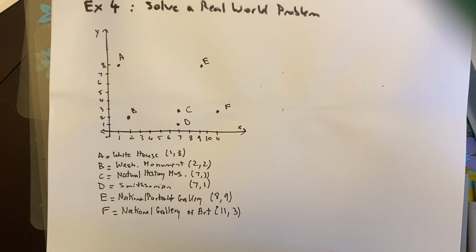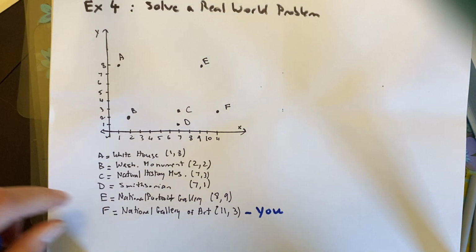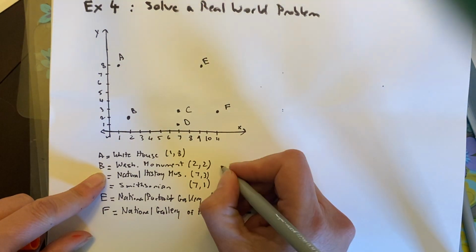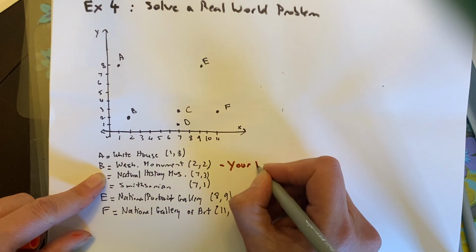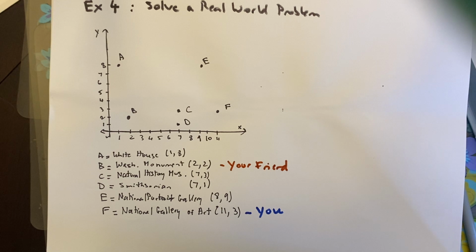So you and your friend are visiting. So you are at the National Gallery of Art. So let's put you, so this is you, the National Gallery of Art. And your friend, it says, is the Washington Monument. So that was B, right? So Washington Monument, this is your friend. So that's where you are now.